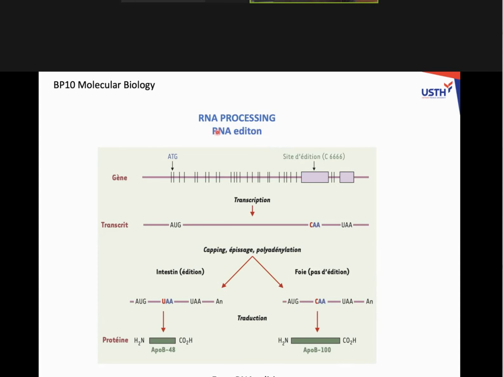In the same idea as what we saw for alternative splicing. Remember, what we saw for alternative splicing is with one gene in the genome, in two different organs, we had two different spliced versions of the transcript. We can go one step further.